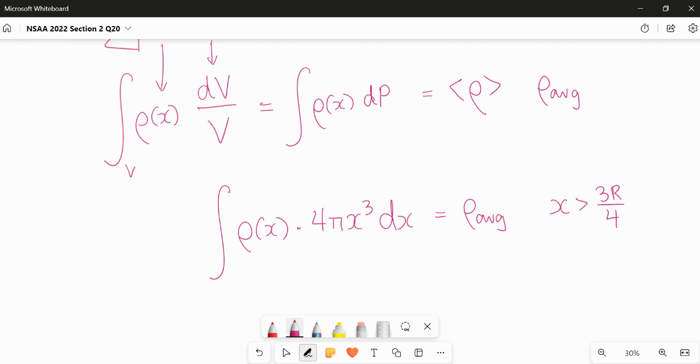So this was just a tangent to the problem, but it's good to think about why they asked this question, which is just to find the total mass of the sphere, but it's quite useful to find the average density.